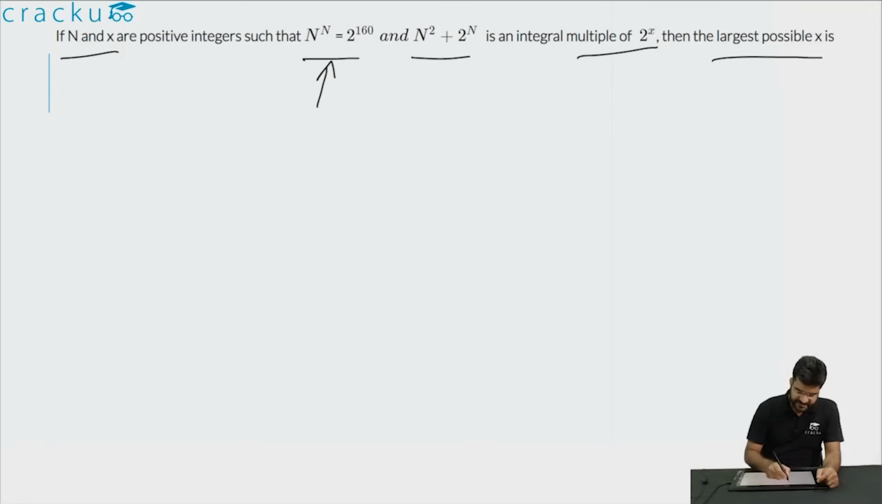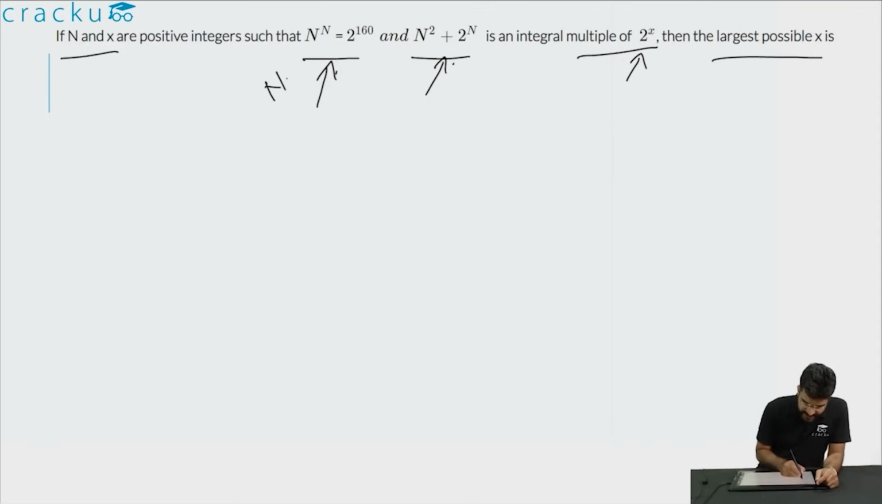Now if you look at the first equation that is given, n to the power n is 2 to the power 160. Here there is only one variable, n, and you have one equation. So it should be possible to solve for the value of n. Now let us try to solve for n. Once we find n, we'll try to understand what n square plus 2 to the power n represents, and then try to figure out the largest possible value of x.